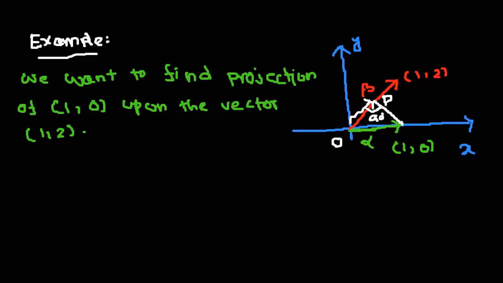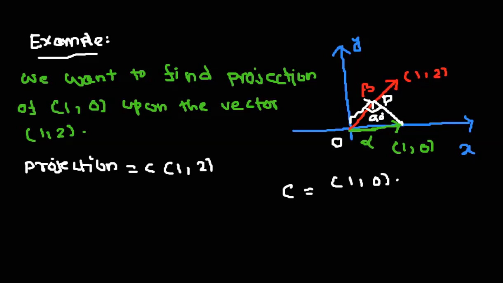First of all, we have to find c. So projection upon the vector is going to be c into the vector beta. Beta over here is (1, 2). And we know the formula to calculate the value of c. So c is going to be the multiplication of alpha with vector beta, so (1, 0) dot (1, 2), over the multiplication of beta with beta, so (1, 2) dot (1, 2).